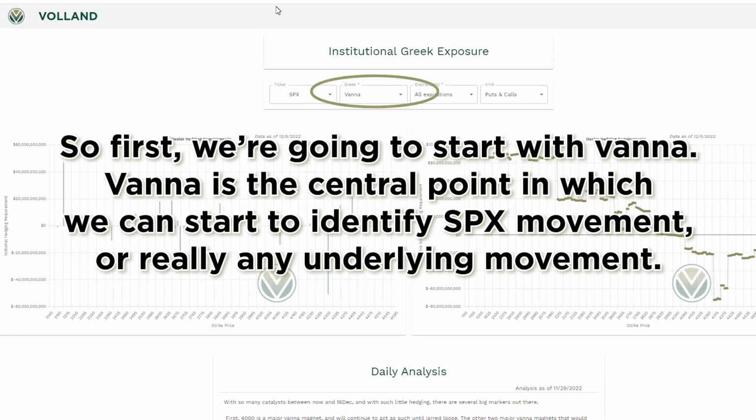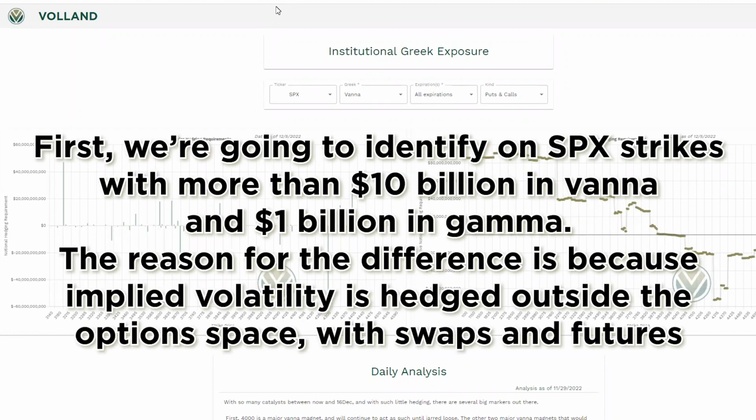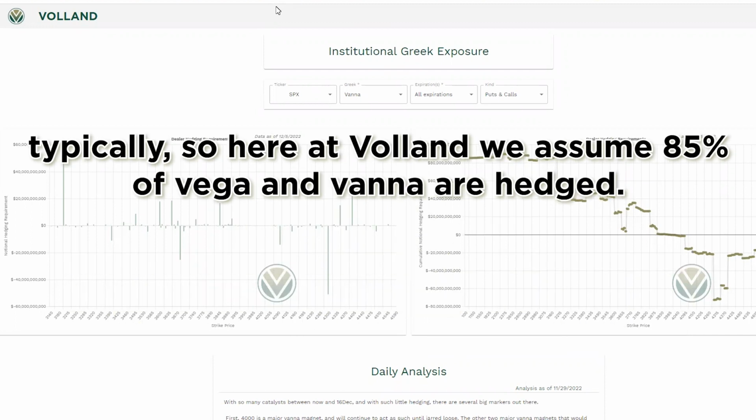So first, we're going to start with Vanna. Vanna is the central point in which we can start to identify SPX movement, or really any underlying movement. First, we're going to identify on SPX strikes with more than 10 billion in Vanna and 1 billion in Gamma. The reason for the difference is because implied volatility is hedged outside the option space with swaps and futures typically. So here at Volland, we assume 85% of Vega and Vanna are hedged.